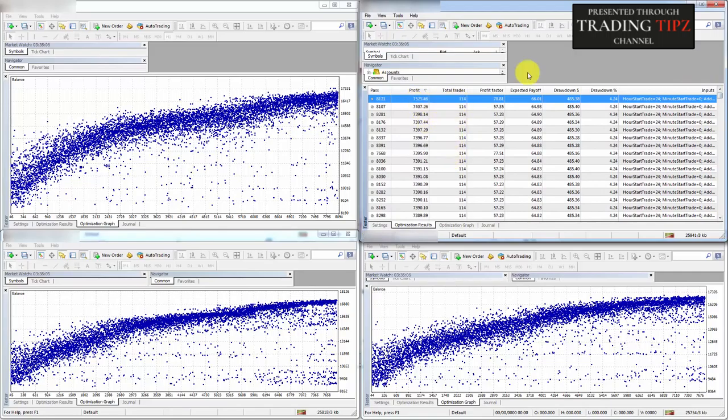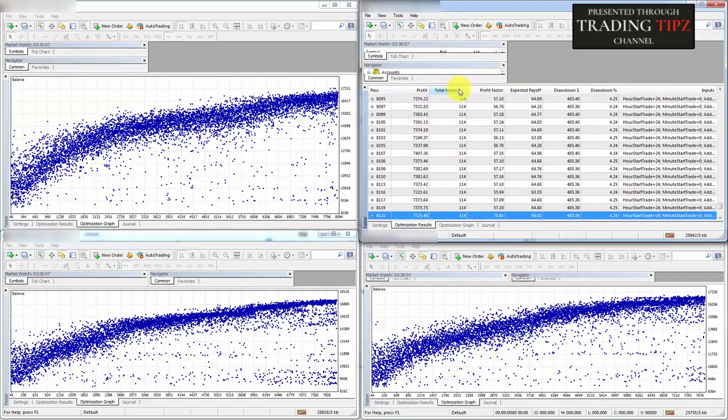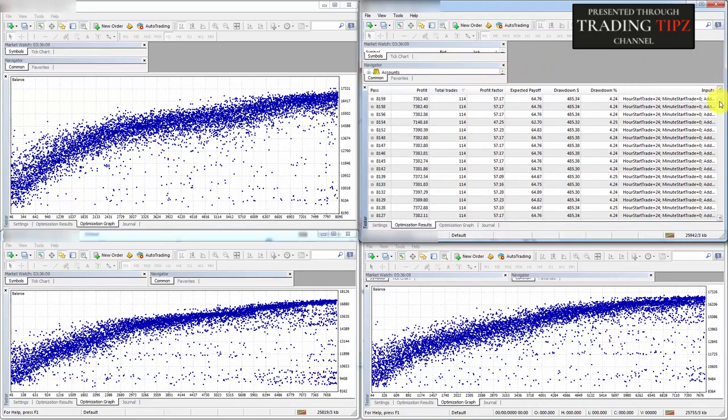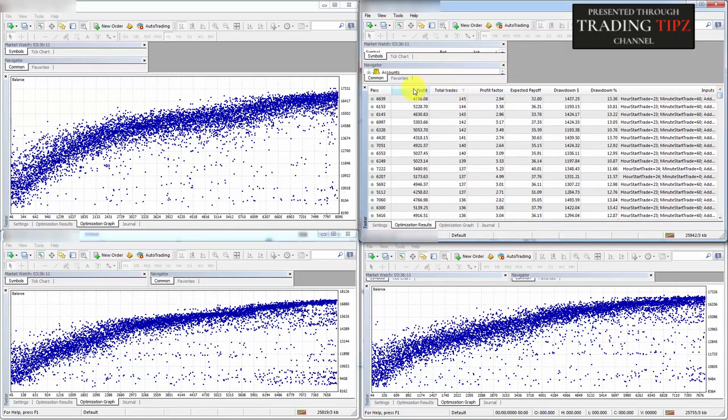That's the total trade. Those of you who know me well know that I might go for total trades. I'll say, even though there's less profit here and a higher drawdown, I can see that there are more total trades. So I will still investigate that one, because for me it is more statistically significant. But once again, that's a whole different story.